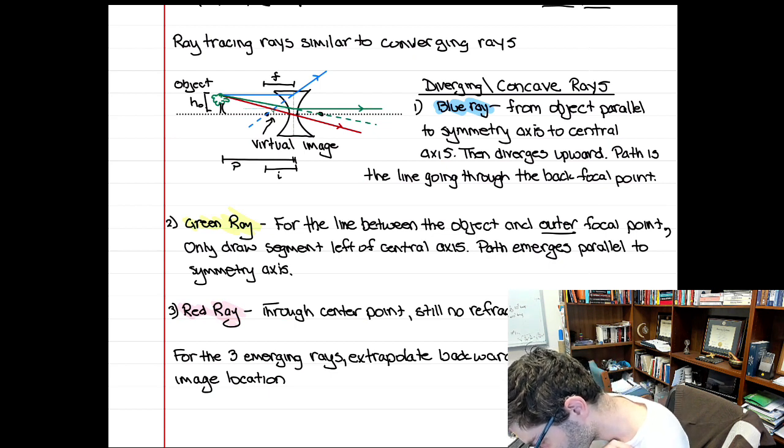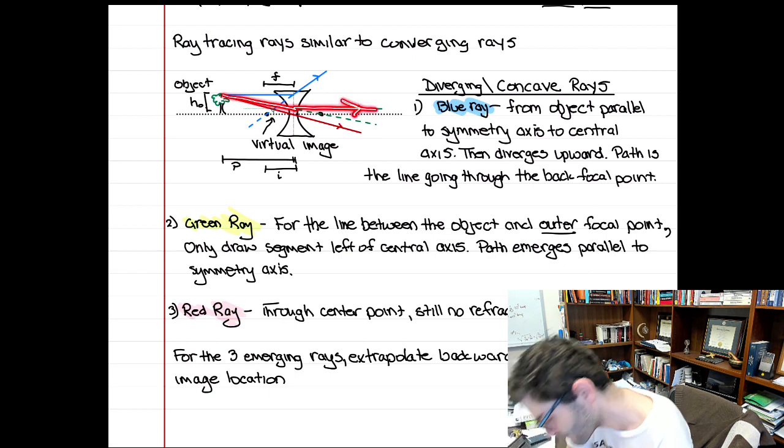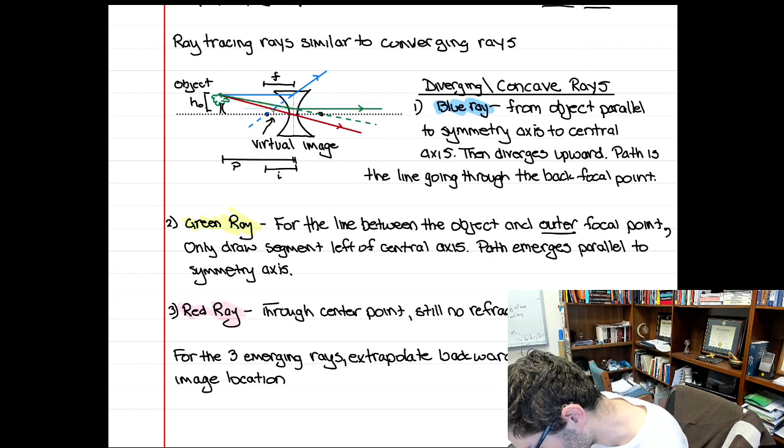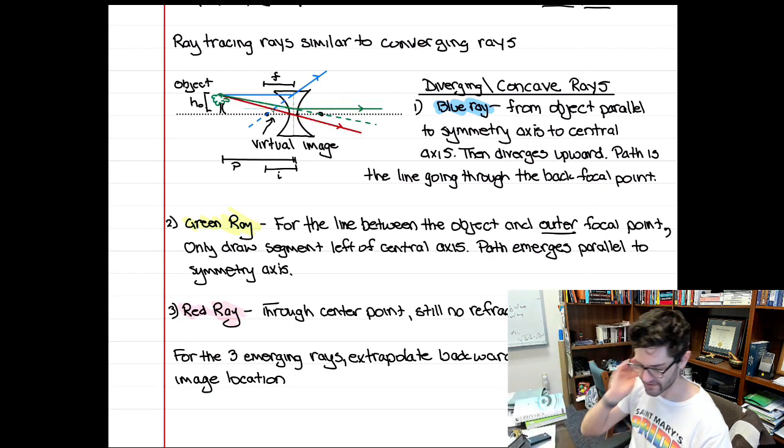The symmetric green, come in as if it was going to go through the other focal point. So notice I didn't draw through the back one, but I drew a straight line as if I kept going, it would have gone through the front focal point. But instead, I just drew the part that went to the lens, and then it emerged out as a horizontal line. And then rule three is unchanged. It goes to the center, there's no refraction at all.